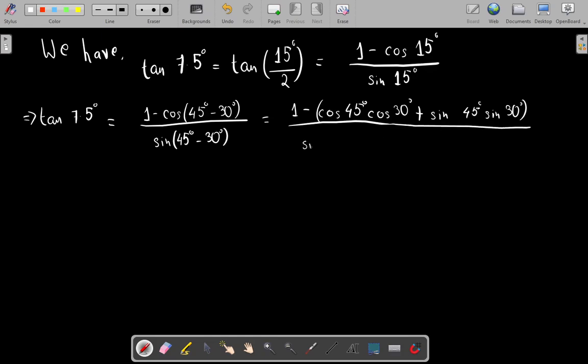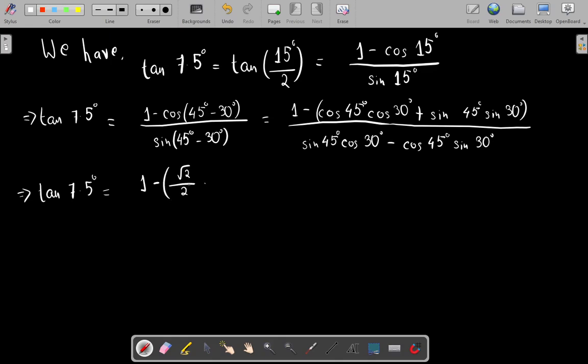Divided by sin(a minus b) is sin a cos b minus cos a sin b. So on further evaluating this, we get 1 minus cos 45 is 1 by root 2. I can write 1 by root 2 as root 2 upon 2. If we cancel by root 2, we are left with 1 in the numerator and root 2 in the denominator.